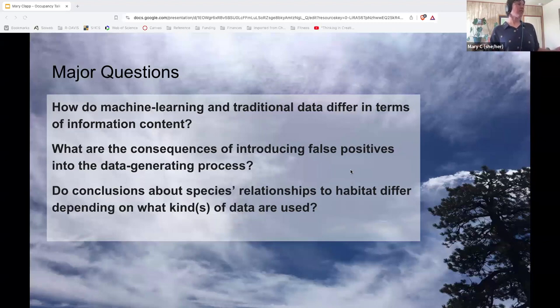So the major questions of this talk will be: how do machine learning and traditional data differ in terms of their information content here, thinking not about one as better than the other, but as both contributing sources of information to the problem. Secondly, what are the consequences of introducing false positives into the data generating process? This is really important because, as probably most people understand, machine learning models can produce misclassifications or false positives. So how do we handle false positives when we incorporate them into occupancy models? And then finally, what conclusions about species relationships to habitat differ depending on what kinds of data are used?